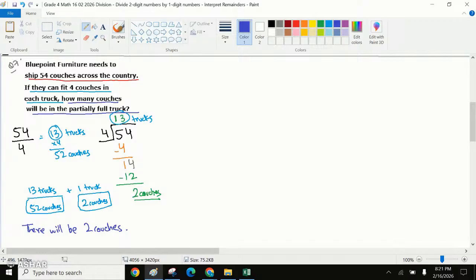See, they can ask a lot of things. They could have asked us how many trucks will be used. So the total number of trucks would become 14, right? Even though the last truck only has 2 couches in it, the truck has to be used for the shipment, right?